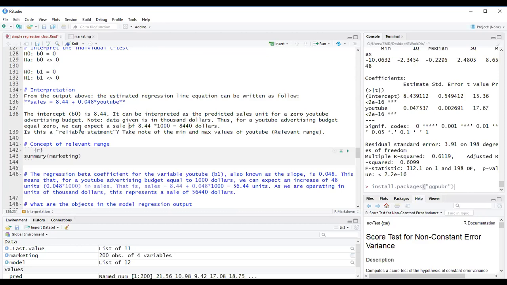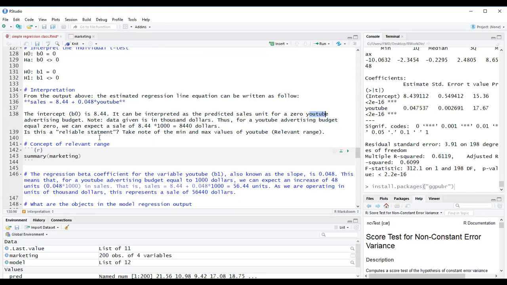Okay, so let's give a meaning to this. The intercept beta null is 8.44. How do you interpret that? As I said a while ago, guys, it can be interpreted as the predicted sales, or the value of sales, your dependent variable, when your independent variables are all equal to 0. Our independent variable is YouTube. So we're saying that sales is equal to 8.44 when YouTube is equal to 0.